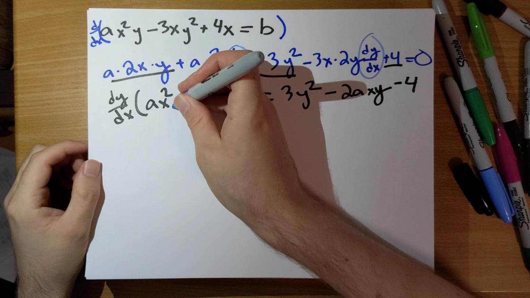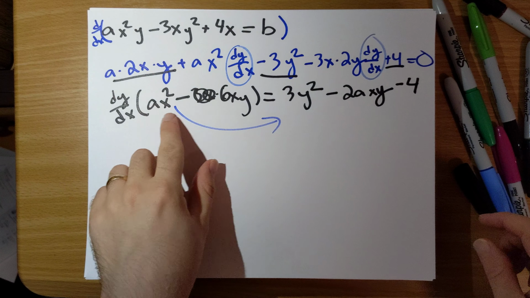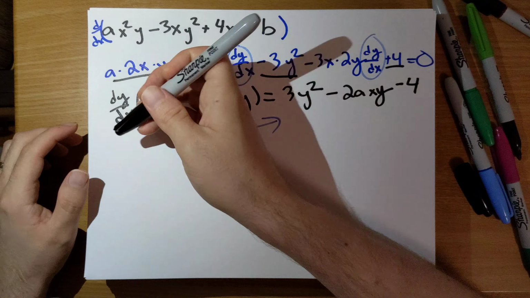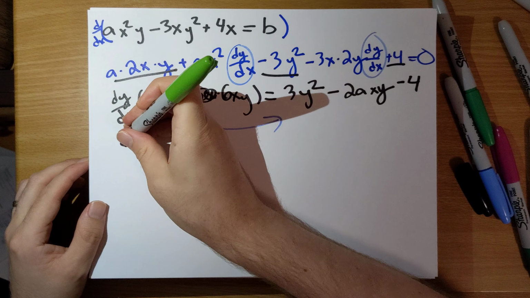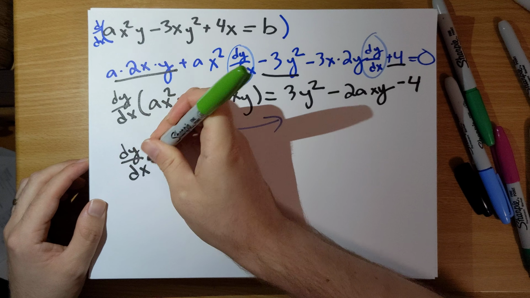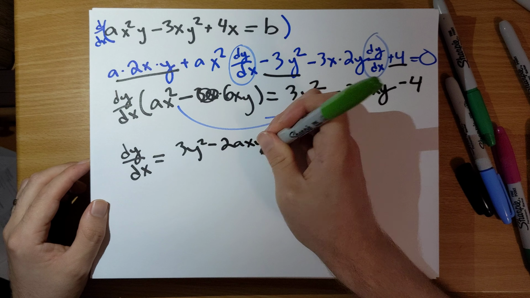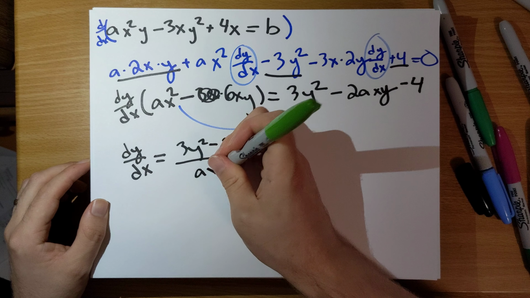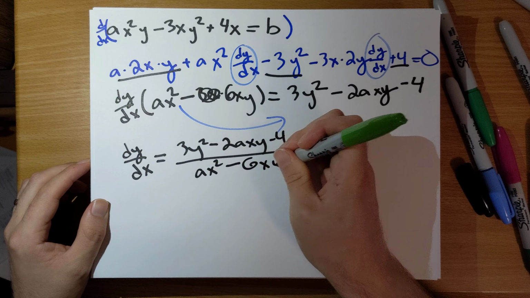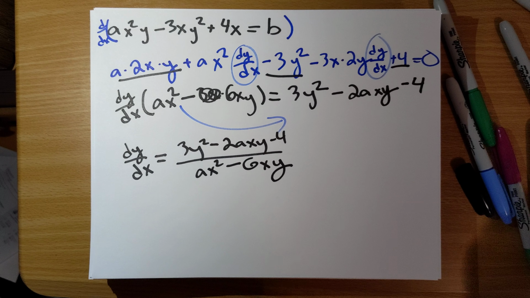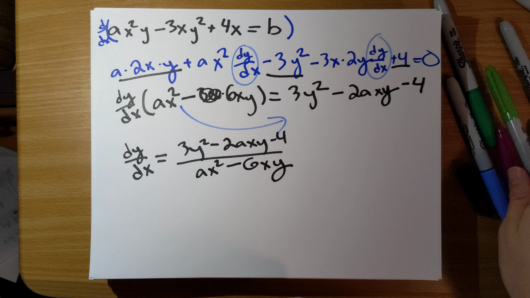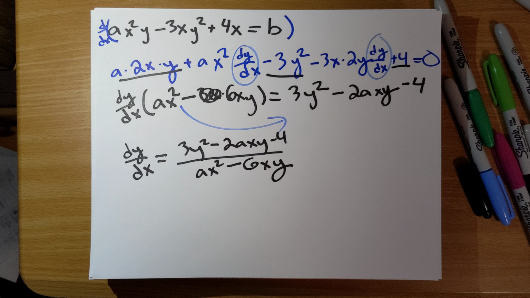And so then we divide both sides by ax squared minus 6xy to come up with dy/dx is equal to 3y squared minus 2axy minus 4, over ax squared minus 6xy. And if you check for yourself, that is the desired answer in part A.